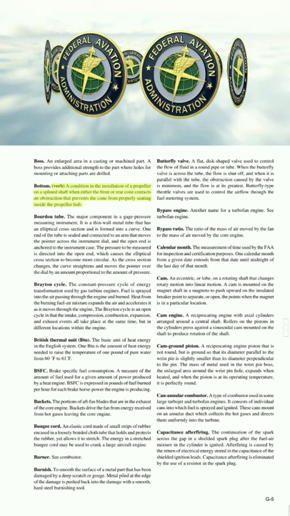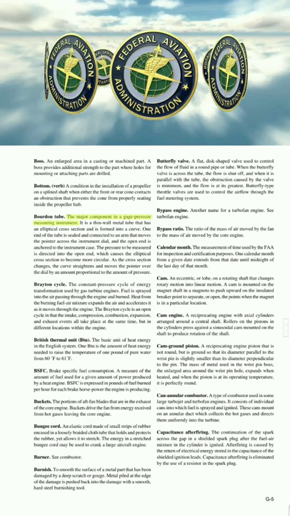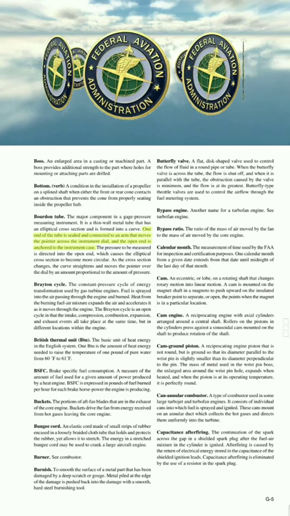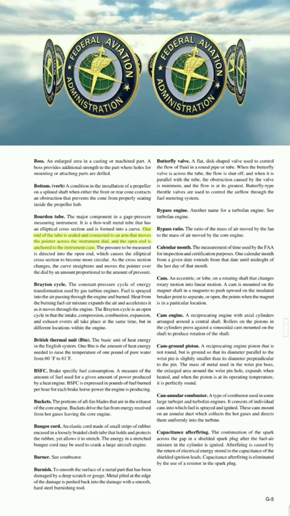Bourdon tube. A major component in a gauge pressure measuring instrument. It is a thin wall metal tube that has an elliptical cross section and is formed into a curve. One end of the tube is sealed and connected to an arm that moves the pointer across the instrument dial, and the open end is anchored to the instrument case.